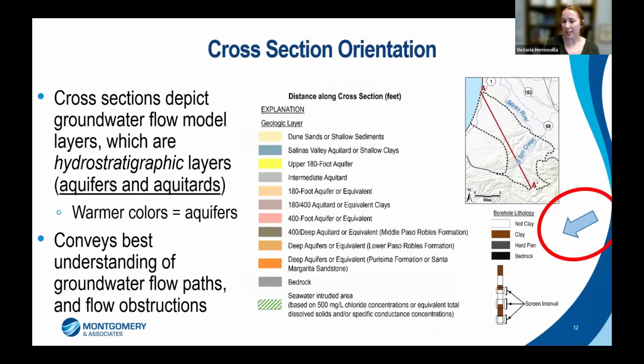And then you'll also see these blue arrows on the cross sections. These are arrows that show our general understanding of the direction of groundwater flow on that cross section. So all of this is to say, when you start seeing the cross sections in the next slide, these are images that show our best understanding of groundwater flow paths, groundwater flow obstructions, and our understanding of what's going on in the subsurface. So let's get into it.